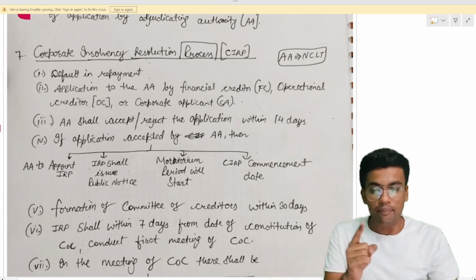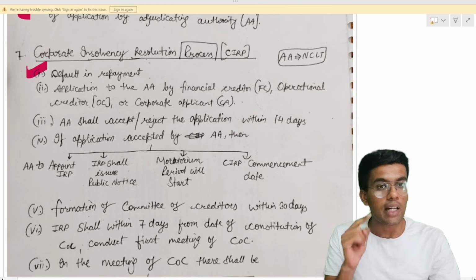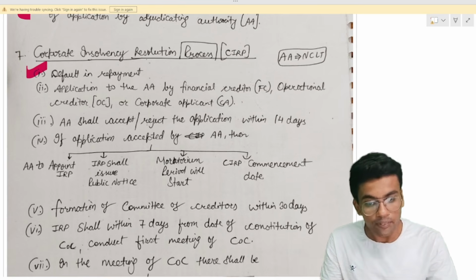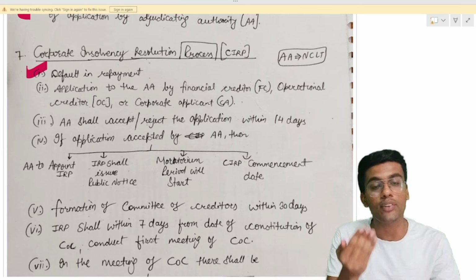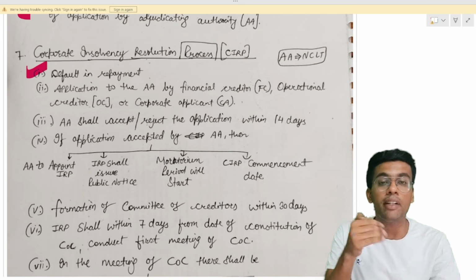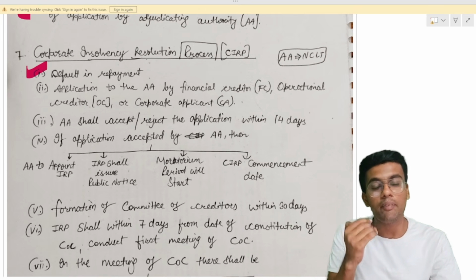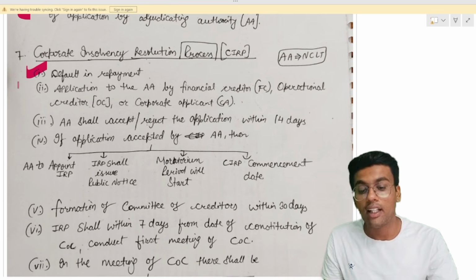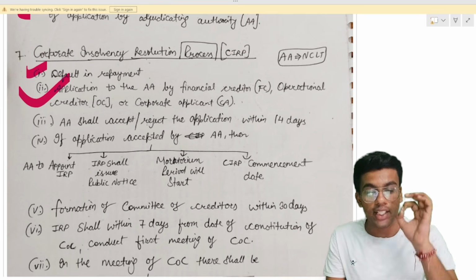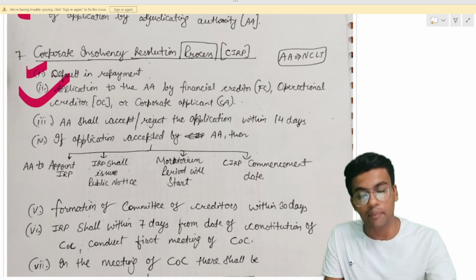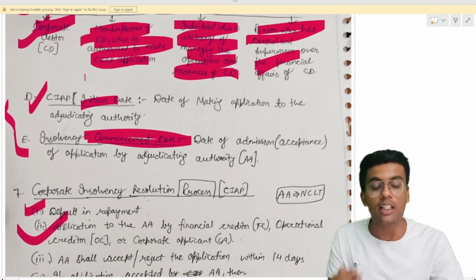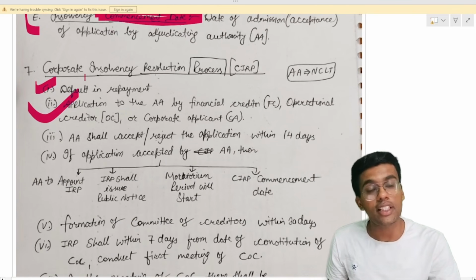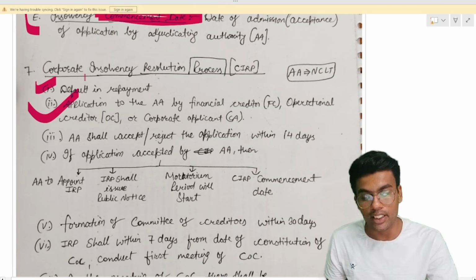There should be a default in payment. There is a default in payment by the corporate debtor. That means the company has made a default in the repayment of the finances, or in the payment for raw material which the company has got from secured creditors or from unsecured creditors also. An application is made to the adjudicating authority by the financial creditor, operational creditor, or corporate applicant. All the three we have learned over here. Any of them can make an application to the adjudicating authority for initiation of CIRP.